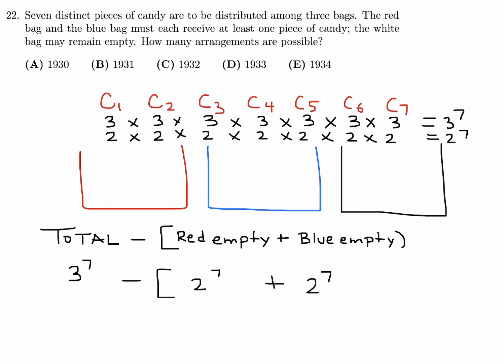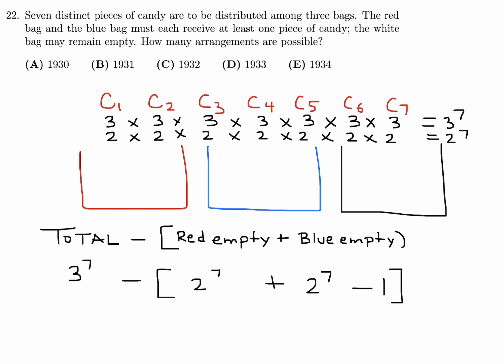And if all the candies are in the white bag, there's only one way of doing that, of course, which is putting all 7 in the white bag. So I have to subtract that. Because red empty, blue empty, if you put them together, there's one scenario where both are empty. Correct? So that was double counted, so I have to subtract it. Okay, so I hope that makes sense.